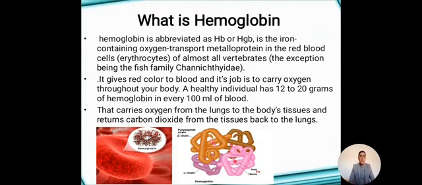First of all, what's hemoglobin? Hemoglobin, abbreviated as Hb or Hgb, is the iron-containing oxygen transfer metalloprotein in the red blood cells of almost all vertebrates except the fish family. It gives red color to blood, and its job is to carry oxygen from the lungs to the body tissues and returns carbon dioxide from the tissues back to the lungs.